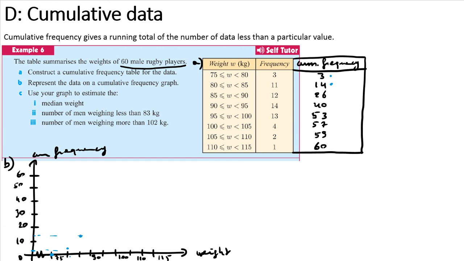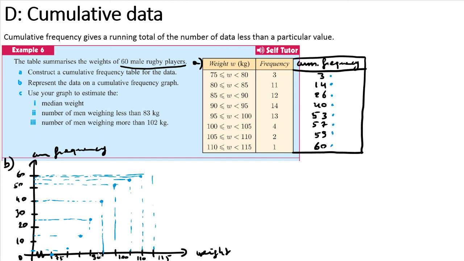So here we are. And then 26 rugby players who have a weight less than 90. So 26 is somewhere here, 25 is here, 26 is somewhere here. Now 40 rugby players have a weight less than 95. So we're going to be here. And you can continue this, you can find all the values. Let's do that. Okay, if we do that, we find all the dots like this.